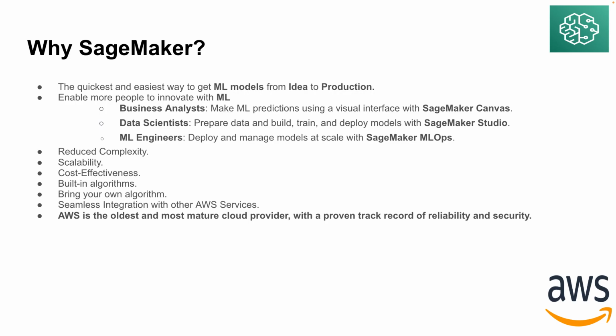There are many other platforms like SageMaker out there in the market, supported by other cloud vendors. But what makes AWS SageMaker unique is that AWS itself, as a cloud provider, is the oldest and most mature cloud provider, and it has a proven record for its reliability and security, and it's being used by thousands of customers across the globe. This is the key differentiator compared with other cloud providers' ML services.